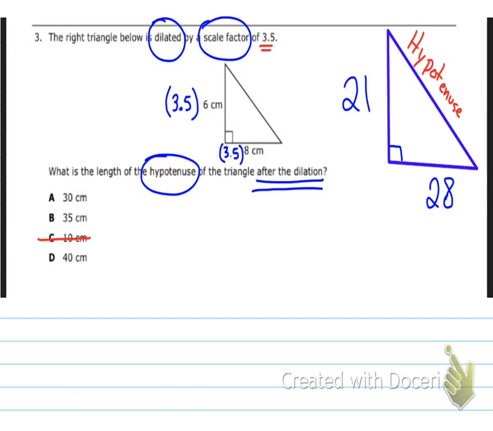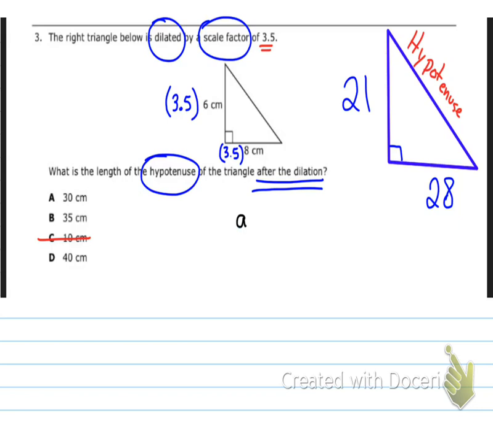Because if you just solve the original triangle, 6 and 8, you will end up getting 10. But notice that's before the dilation, not after the dilation. The reason I get rid of C now is because whatever my hypotenuse is, since it is the longest side, it has to be bigger than 28. So C isn't an option once I've dilated it.